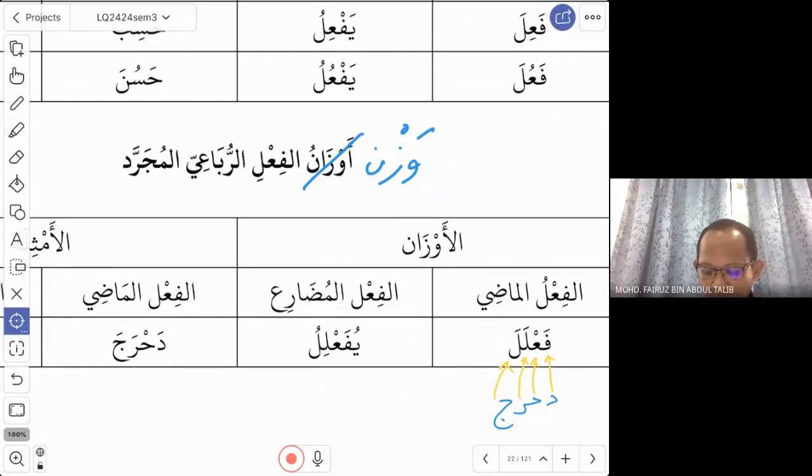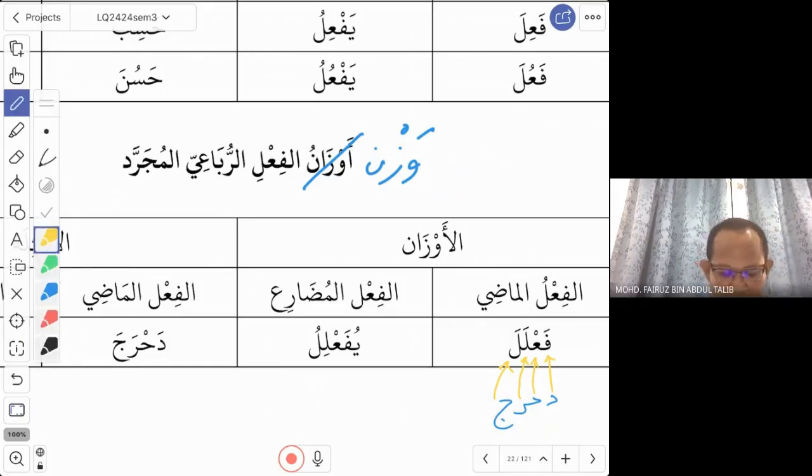And number 2, how do you read the fi'l? How do you read this? So we said fa la la. So now this must be dah ra ja. You just follow the wazan. Fa la la. Now the fi'l is dah ra ja. Okay, so that is how we read the 4-letter fi'l. So 4-letter fi'l, the wazan is always fa la la.